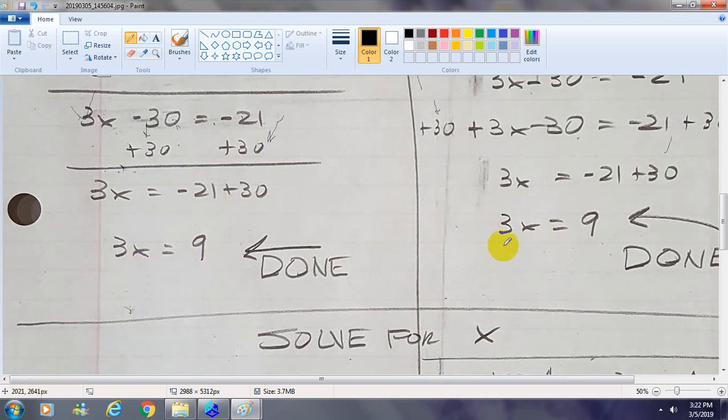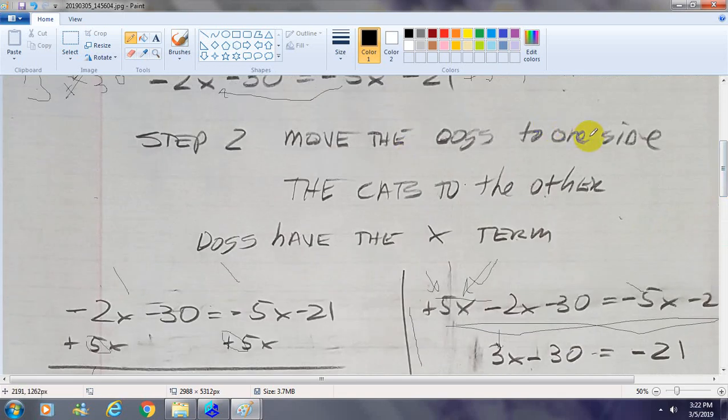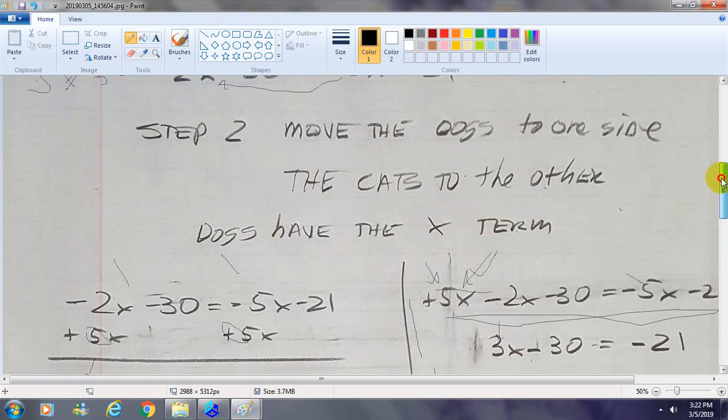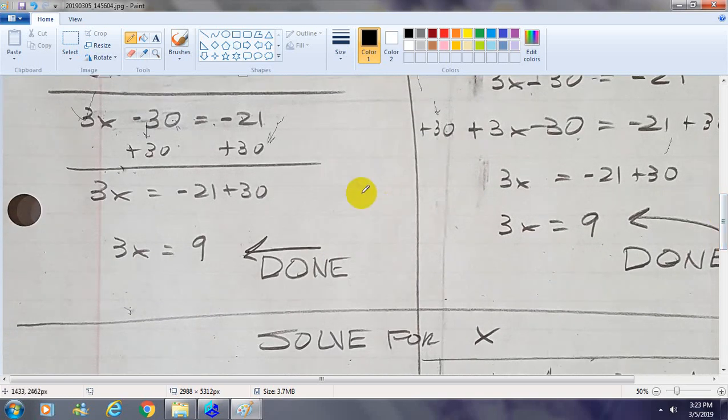Okay, so now we're done with the second step. Remember what the second step is: move the dogs to one side and the cats to the other. The dogs have the X term, in case we forget. But it doesn't matter. You have to move the X stuff to one side and the not-X stuff to the other side. So we have it done.